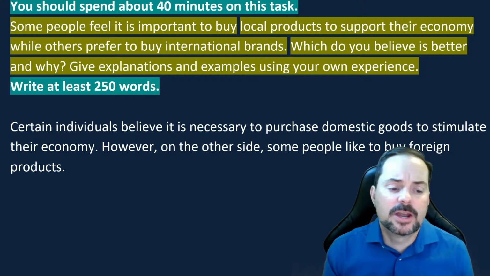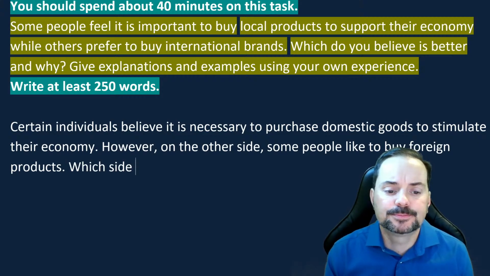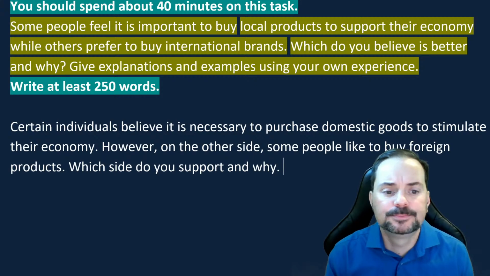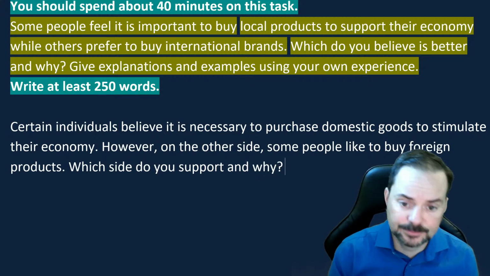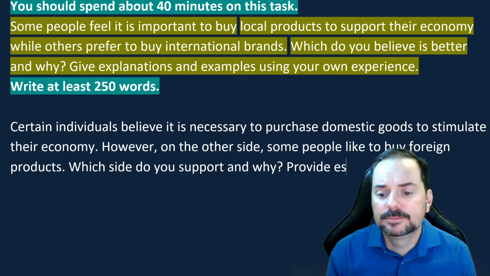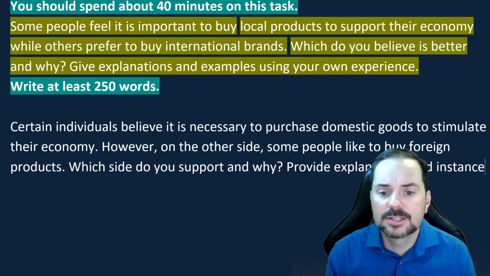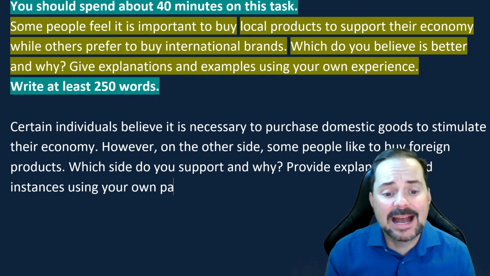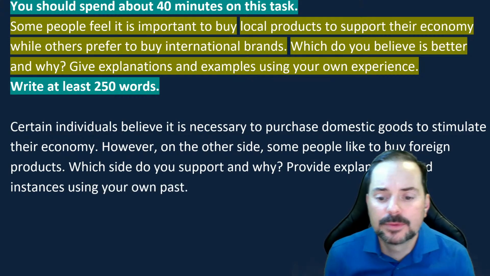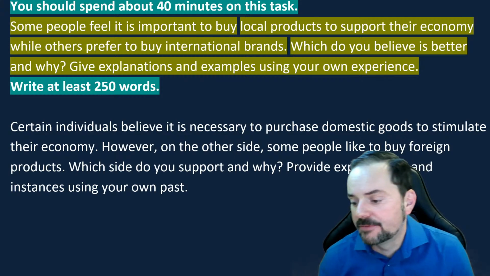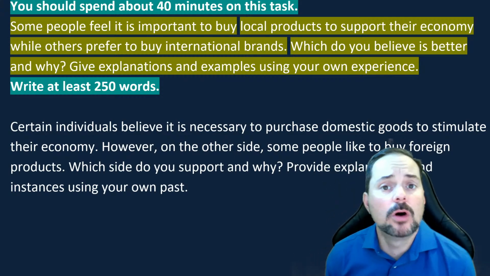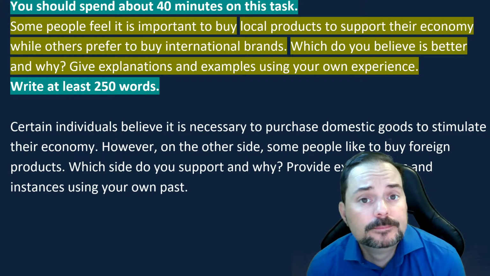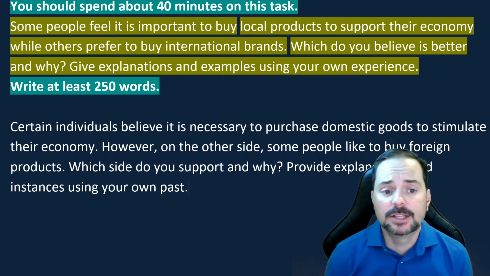Which do you believe is better? Which side do you support and why? Provide explanations and instances using your own past. Okay, so there we go. That's my paraphrase. Now, also paraphrase, students. So I would like to see your paraphrasing.